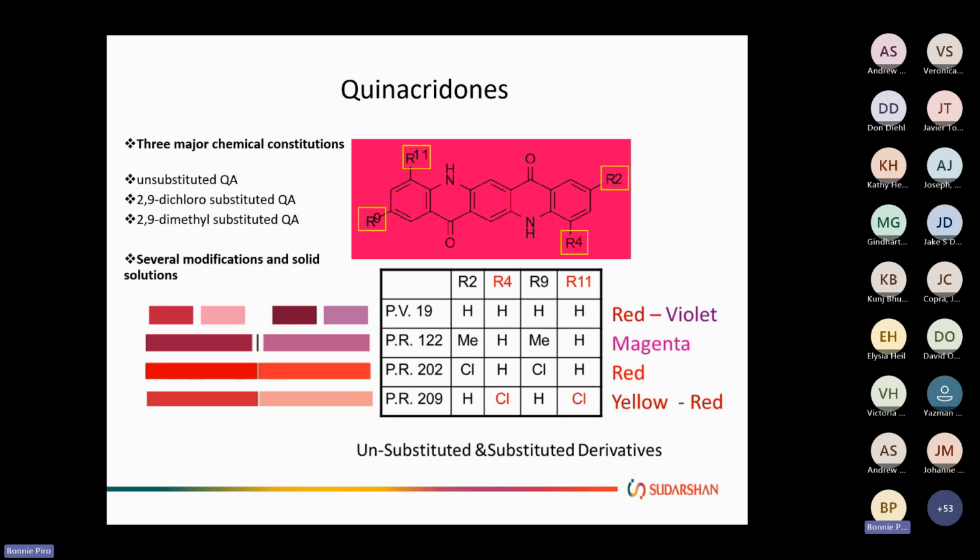To give you an overview of how the shade is impacted by the type and the location of those substitutions, you can see here. Again, the unsubstituted is the Violet 19 that comes in two crystal forms, which goes to the red side for the gamma crystal, and the more violet side, which is the beta crystal. The methyl substitution is the Pigment Red 122, and the chloro substitution is both the Red 202 and the Red 209, depending on where the substitution occurs.